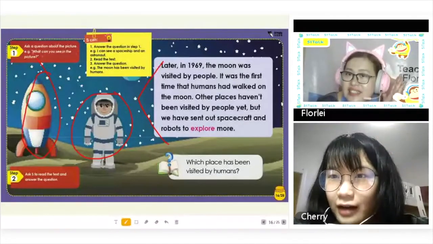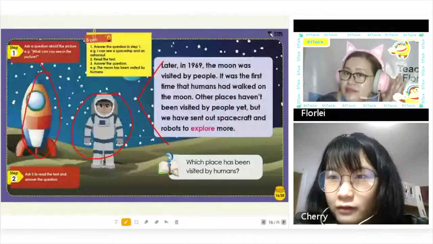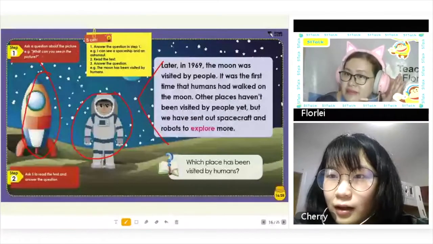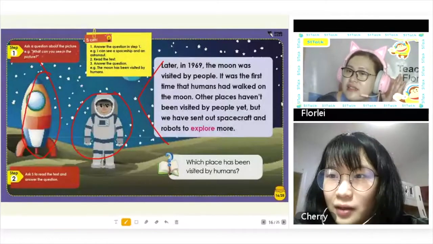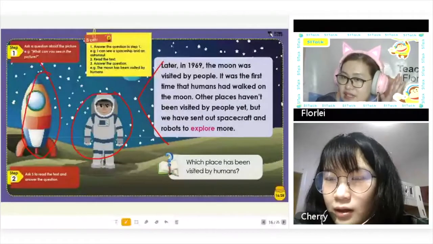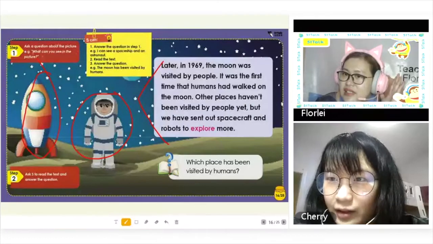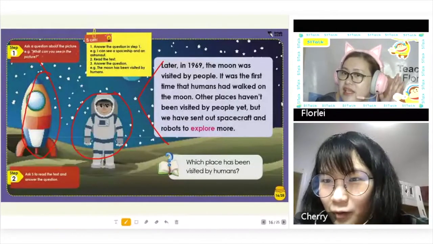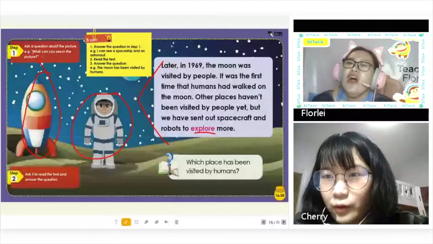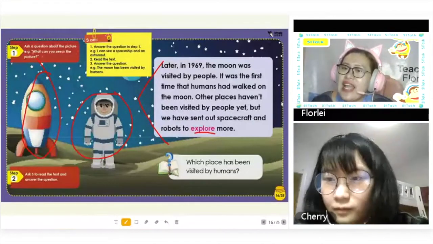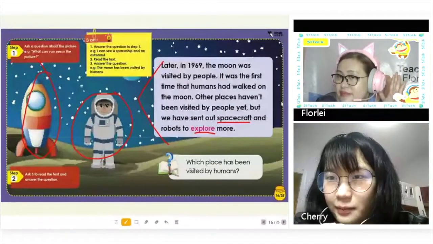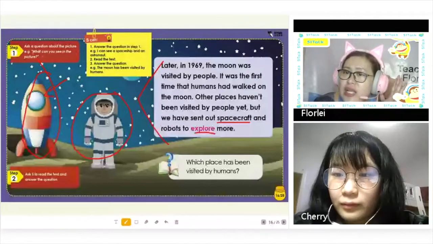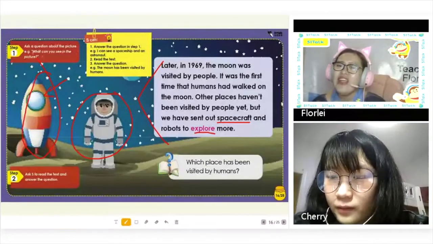Later in 1969, the moon was visited by people. It was the first time that humans had walked on the moon. Other places haven't been visited by people yet, but we have sent our robots to explore. Very good. Let's try to read again. A spacecraft. Very good. So another word for a rocket ship is a spacecraft.